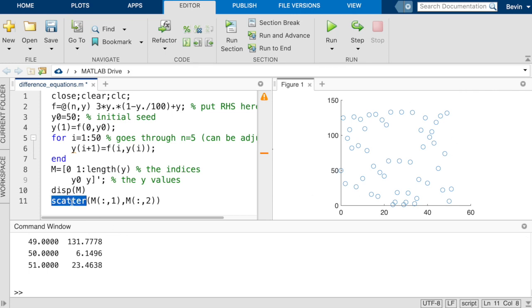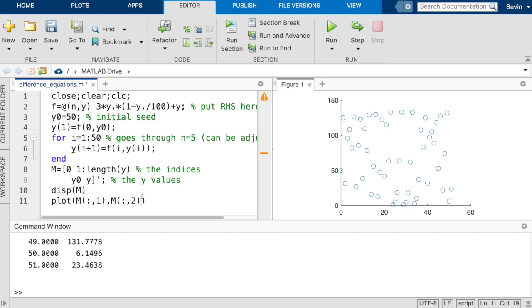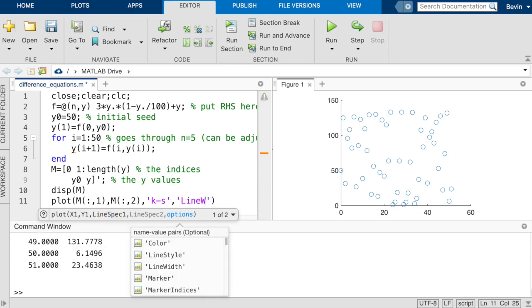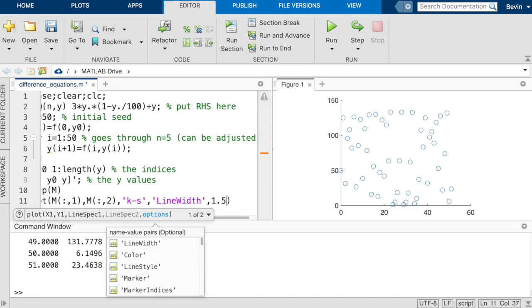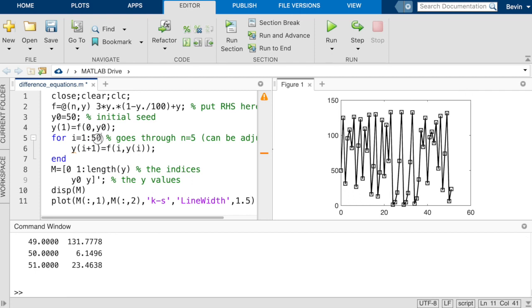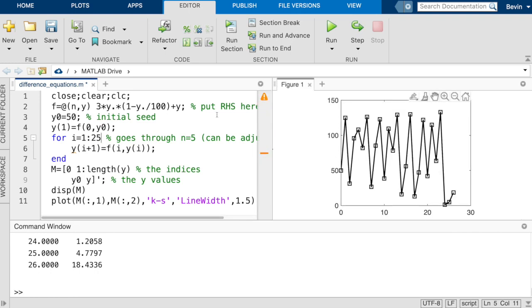If you want to, instead of scattering it, you could plot it. And this is going to connect the points in sequential order. So how about we make it K and we'll do a square everywhere there's a point, and then it'll connect the points with a straight line. And let's make it a little bit thicker than the default. Okay, so there you can see how the sequence jumps around. Let me do just through 25, actually through 26. Okay, so you can see we started at 50 and then we kind of jump around like this.